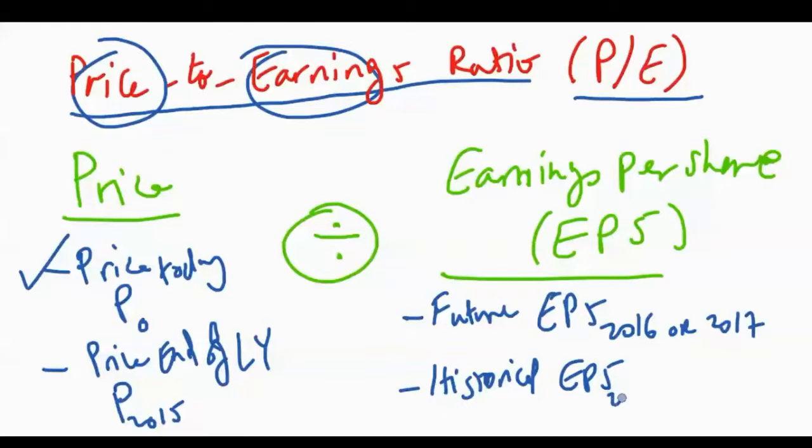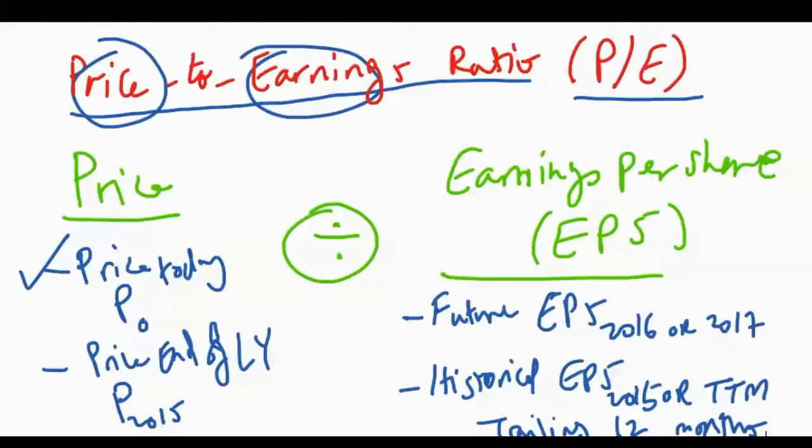We could also use the historical EPS, looking at what has actually happened in the past, looking at the historical earnings of 2015, or we could use the trailing 12-month earnings.